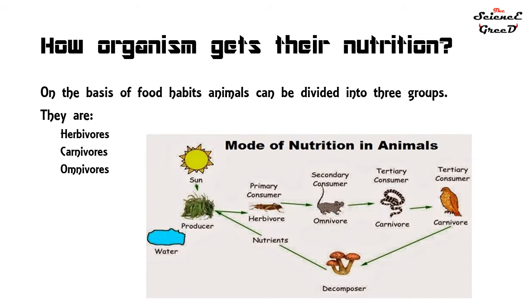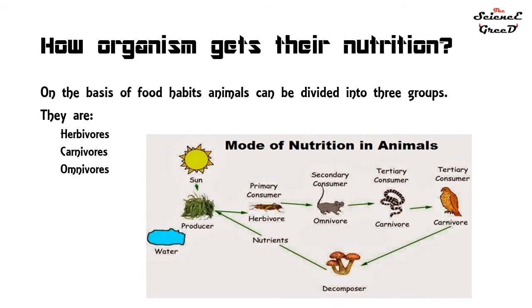All the animals cannot make their own food from simple inorganic material like carbon dioxide and water. They depend on other organisms for food. This is called heterotrophic mode of nutrition. The organisms which depend on other organisms for food are called heterotrophs.